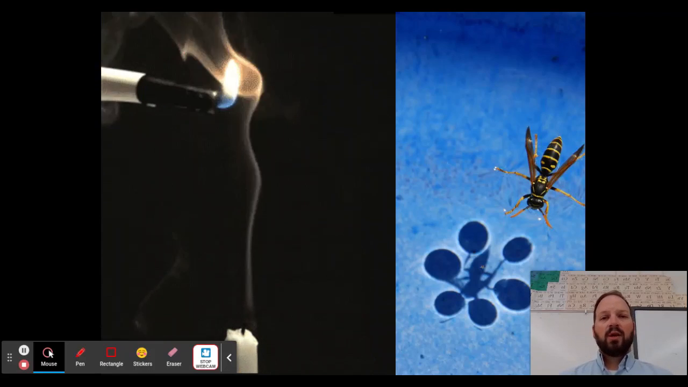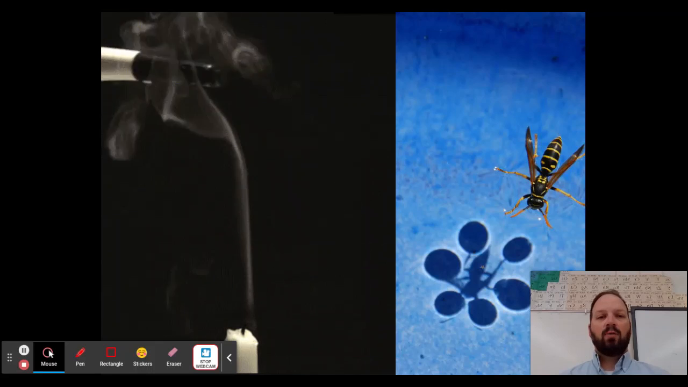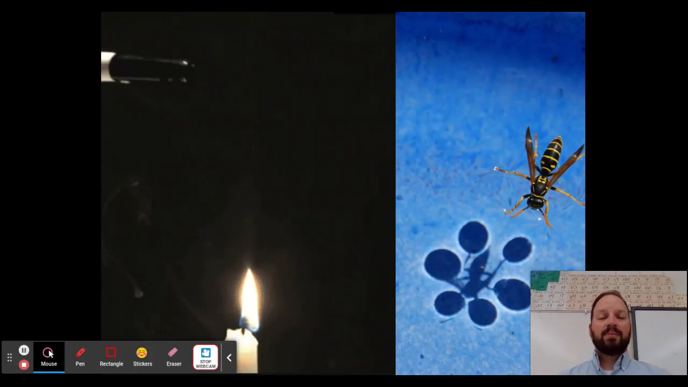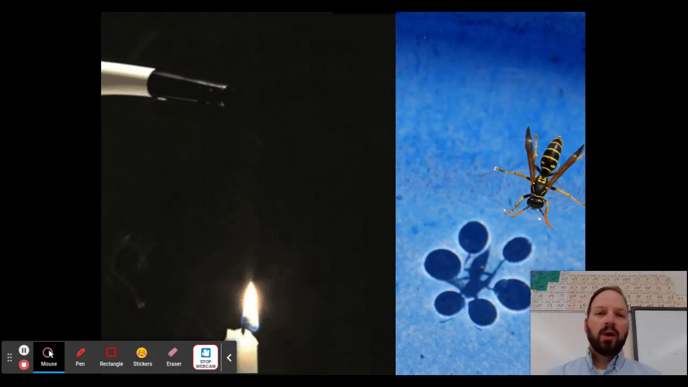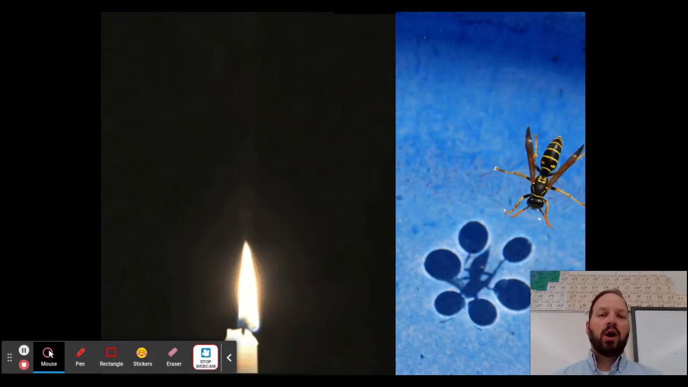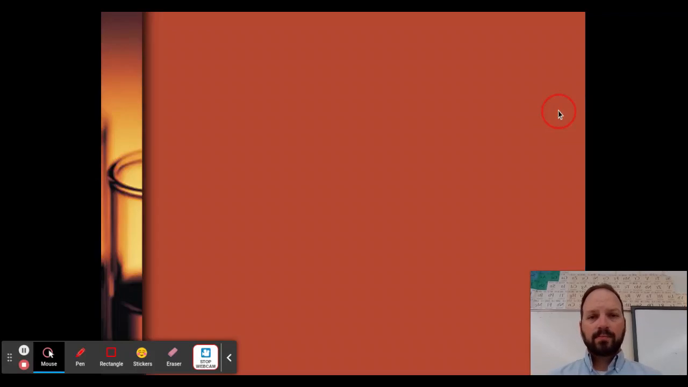The picture at right, we see the lensing effect from sunlight going by the wasp that's standing on the surface of water here. That's an example of surface tension, which actually shows us the amazing attraction between water molecules. And the water molecules are more attracted to each other than they are to the wasp, which allows the wasp to stand on the surface of the water.